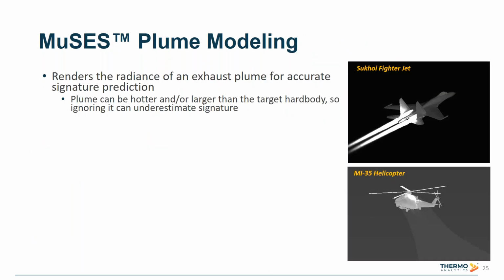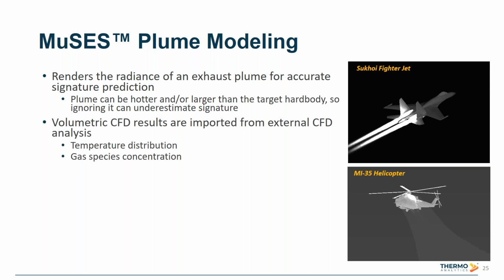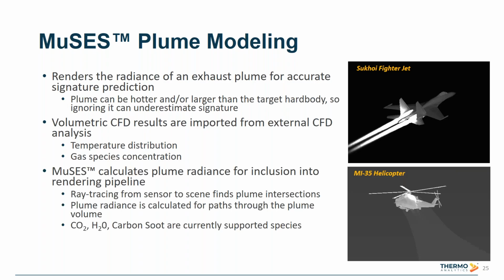MuSES can model exhaust plumes for added signature accuracy. Oftentimes, these plumes can be hotter and/or larger than the hardbody target, so ignoring it can underestimate the overall signature. To do this, MuSES imports volumetric CFD results from an external CFD analysis tool, and will calculate the plume radiance when creating rendered images of the target. This plume radiance is only calculated for ray tracing paths between the scene and the sensor which pass through the area of the imported CFD results. We also support the inclusion of CO2, H2O, and carbon soot as species within the plume. In addition to plumes, CFD results can be imported to capture other interactions between the plume and the hardbody.